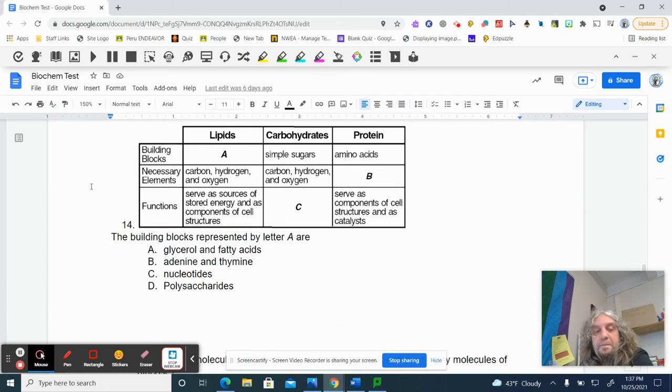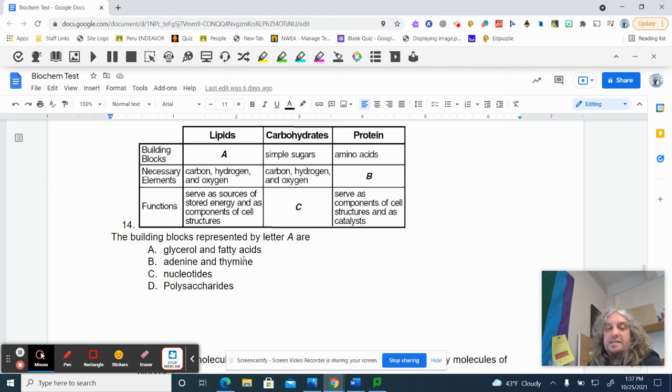Question 14. The building blocks represented by letter A are, you can see in this chart, we've got 3 columns: lipids, carbohydrates, protein, and you've got 3 rows: building blocks, necessary elements, and functions. So we're looking for what would go into letter A here.